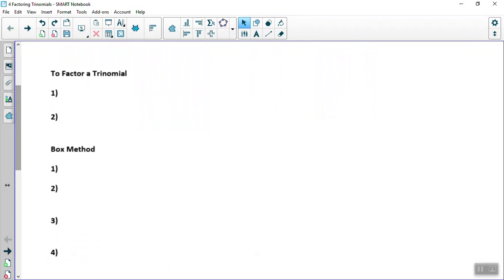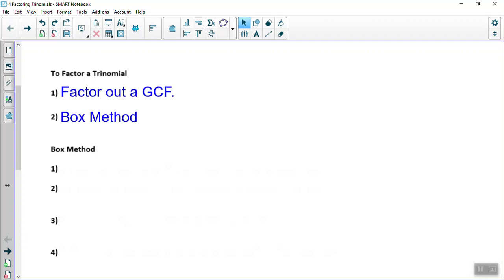All right, so to factor a trinomial, something that is 3 terms, usually when we're factoring a trinomial using this method, it's also what we call a quadratic. That means that the biggest degree is 2. So the very first thing we should always do is factor out a GCF, if there is one. At least check for a GCF.